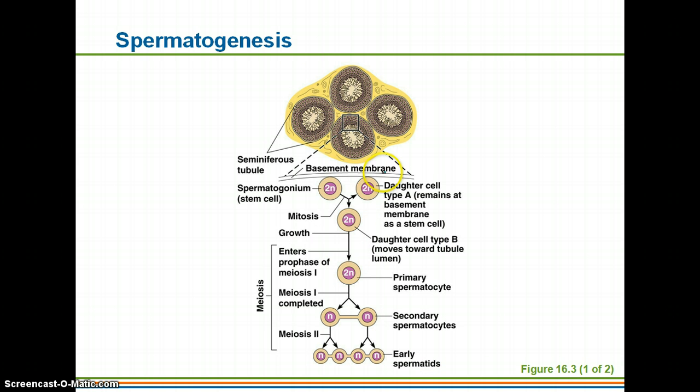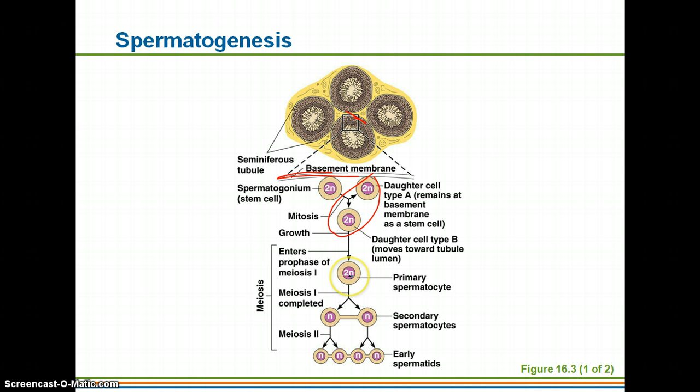So this is looking at it a little closer up. At the basement membrane around the edge of the seminiferous tubules, this is where meiosis occurs. Well, first you have mitosis. Remember, in mitosis, you produce two identical daughter cells. These are diploid because they have two sets of chromosomes. One will be a type A daughter cell, which stays at the basement membrane because it's a stem cell as well. But a type B daughter cell gets pushed inward towards the lumen. That's what undergoes meiosis and becomes the actual gametes.